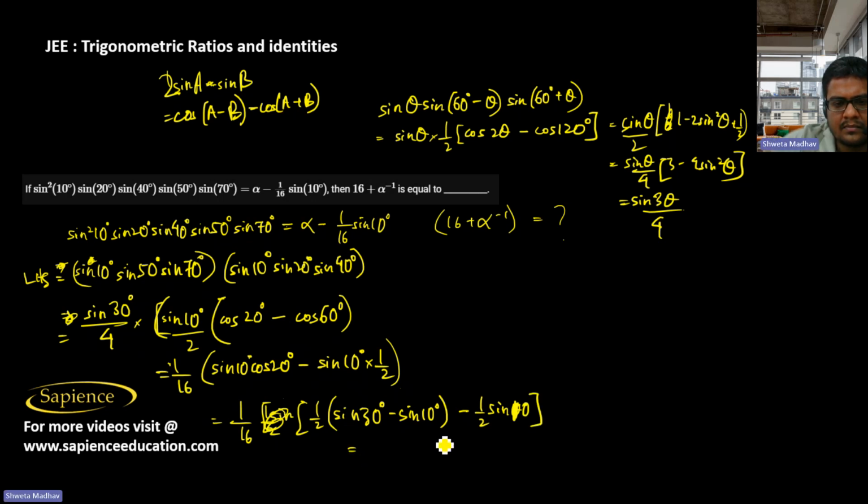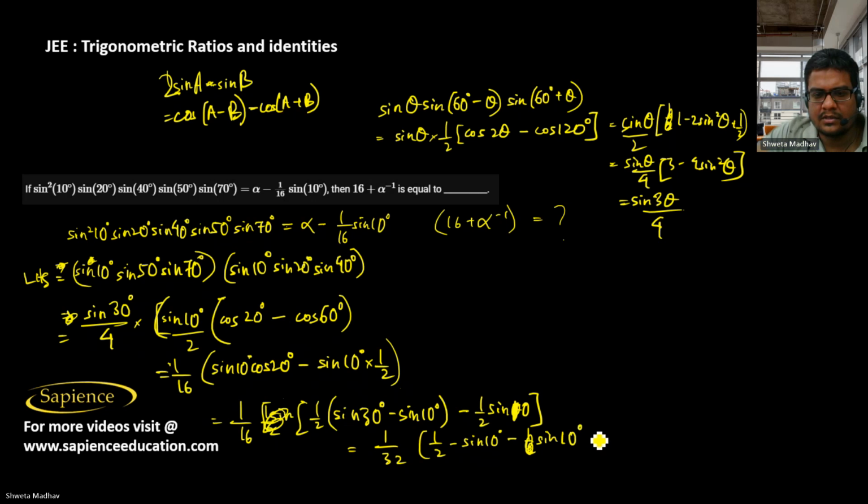So this will be 1 by 32 into, this is half minus sine 10 minus half sine 10. This is half minus sine 10 minus sine 10. Okay. Half is taken outside. So it is 1 by 64 into 1 minus 2 sine 10. So 1 by 16 sine 10.